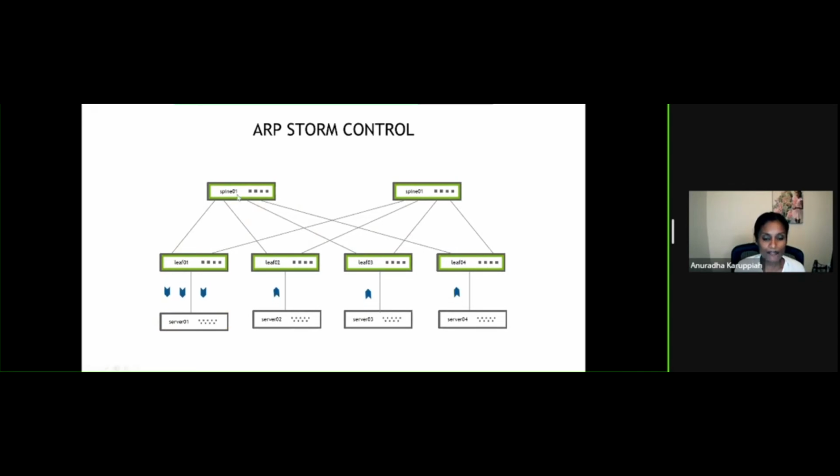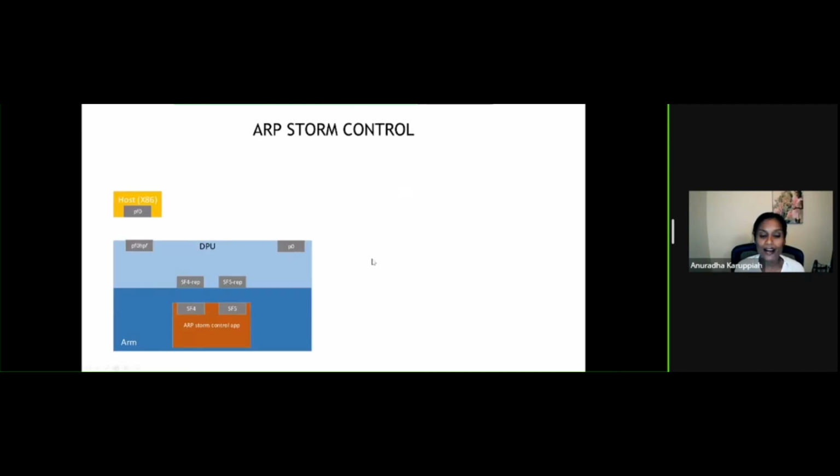ARP traffic from the network that comes into the server can also overwhelm the VMs on the server. So having a smart storm control mechanism on the edge is useful to protect the end VM. Okay, so let's talk about how this application is going to be run on the DPU and how it's going to use the accelerators on the DPU.